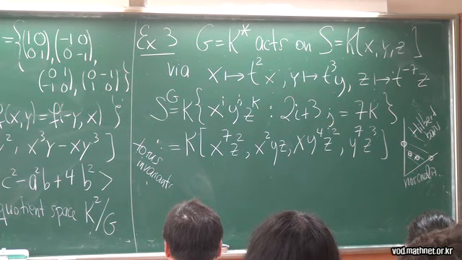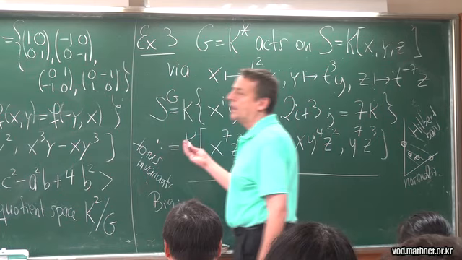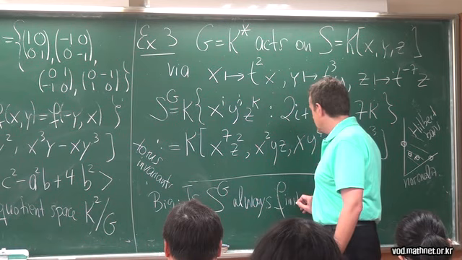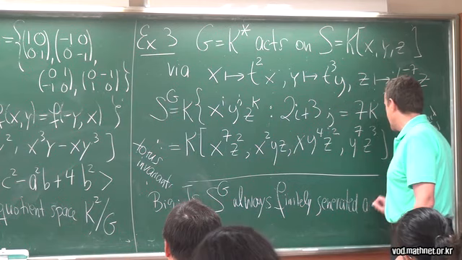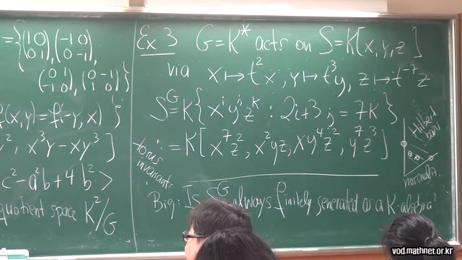Okay. Now, one big question we like to address in invariant theory is: is it always possible to find such a finite generating set? So, is the ring of invariants always finitely generated as a K-algebra? Is it always the case for any matrix group that there's a finite list of invariant polynomials that generate all the invariant polynomials? We will see the answer today.